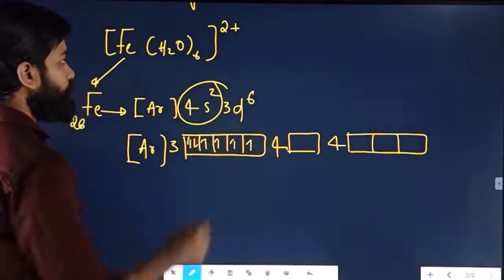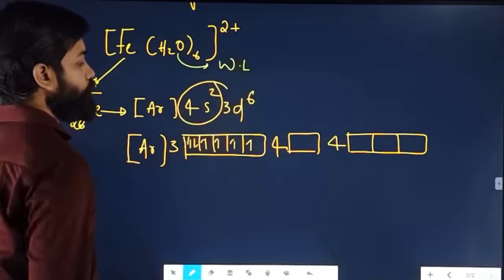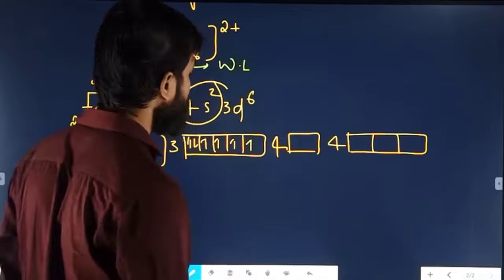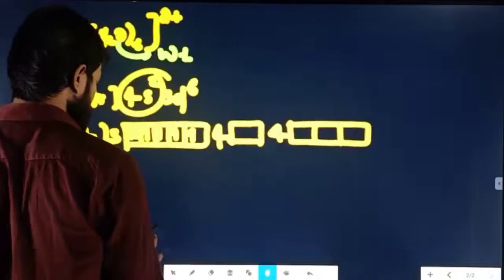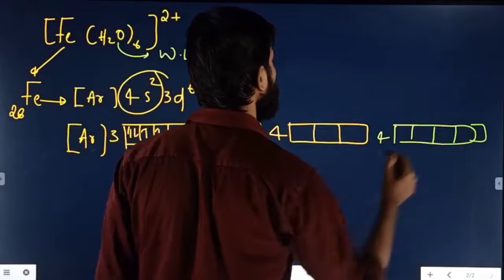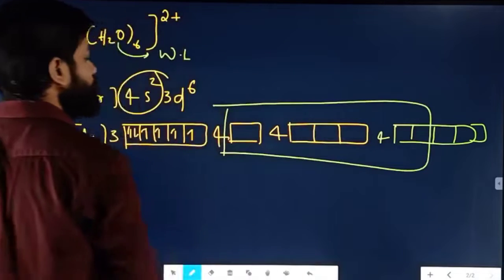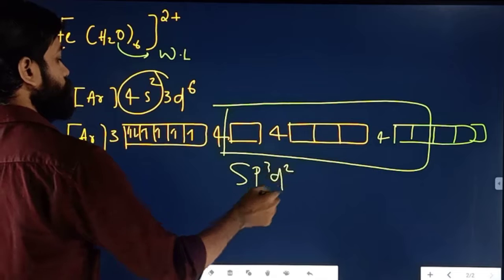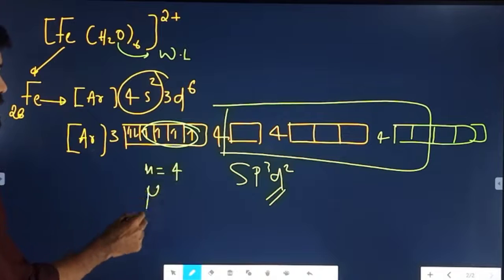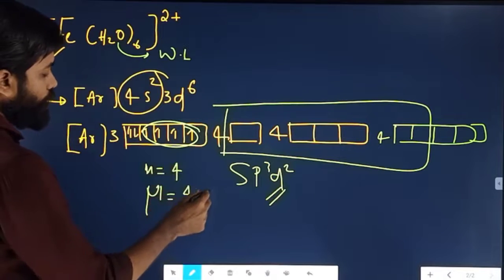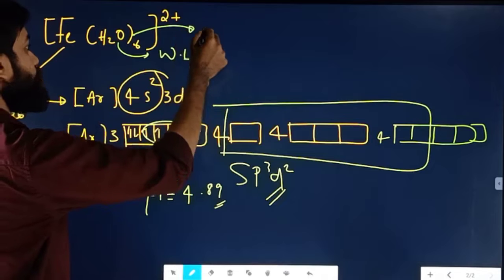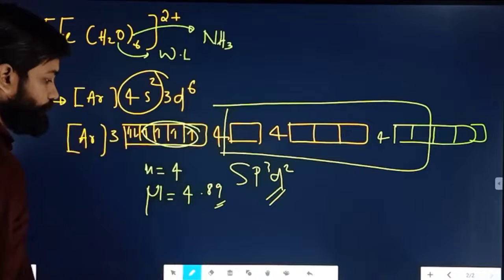This is a weak ligand, so there will not be a pairing, just like your CN minus. We already discussed Fe(CN)6 3-. So actually the hybridization, which requires 6 orbitals, uses the d orbital. So that's sp3d2, where the unpaired electrons are 4, n equals 4. So paramagnetic, mu value equal to 4.89 Bohr magneton. Exactly the very same case we can observe if the ligand is NH3 also.